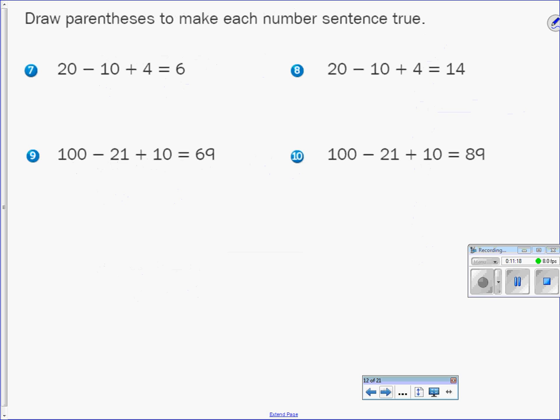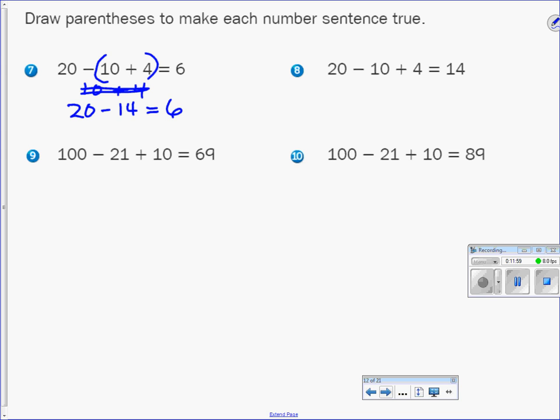All right, this time they want you to draw your parentheses. Okay, so we're going to have to make the number sentence true. If I look at that first one, number 7, it says 20 minus 10. Well, I know 20 minus 10 is 10 plus 4, but that doesn't give me 6. So that's not going to work. If I do the 10 plus 4 first, that gives me 14, and then I make that equation 20 minus 14 equals 6. So that tells me I need to put my parentheses around the 10 plus 4.